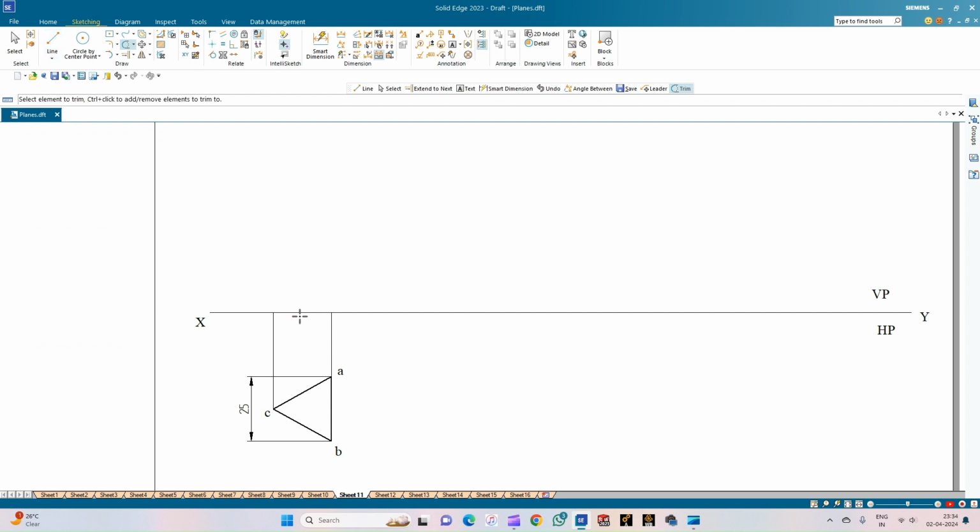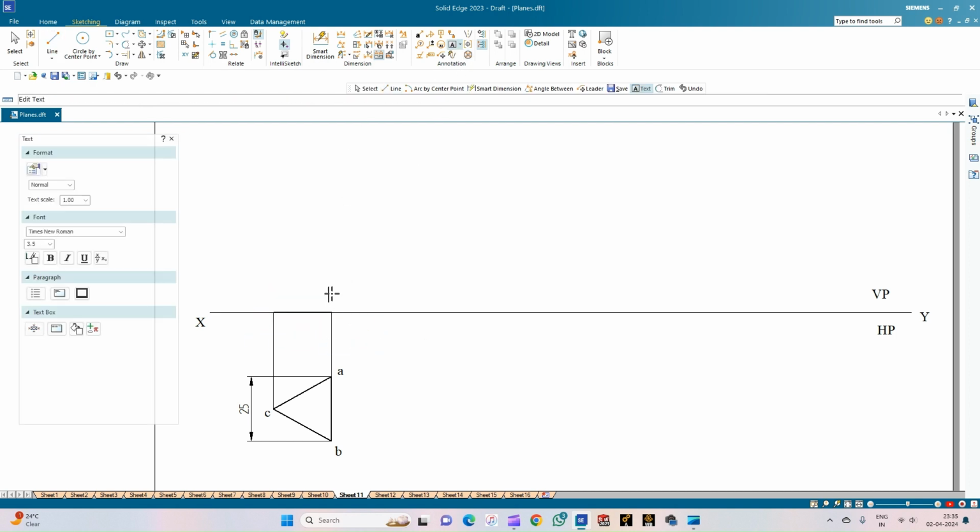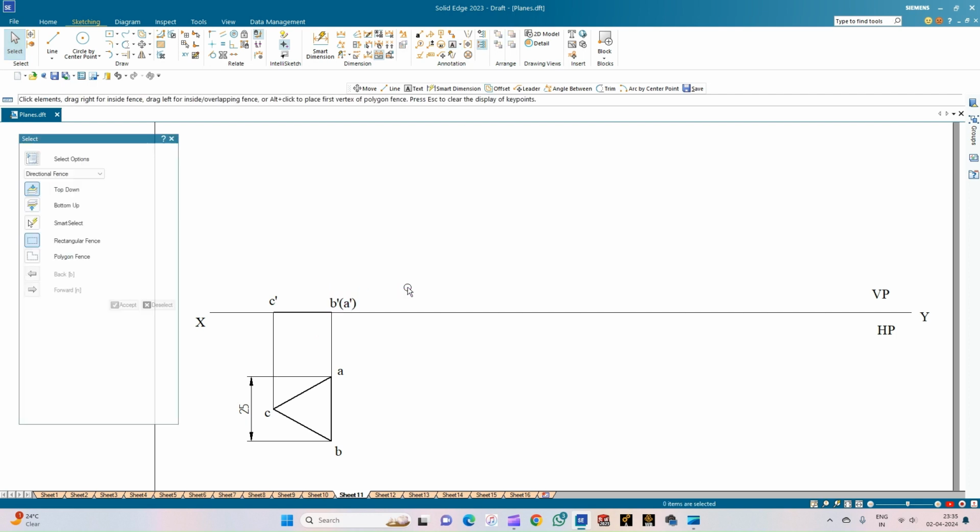So using the trim option, let us trim this portion of the XY line and draw the front view of the triangular lamina. So the front view should measure 0.50. So this completes the front view, and let us annotate the front view. This is B dash and A dash, which is not visible and is inside the bracket, and this is corner C dash. So this is the front view of the triangular lamina. So this is the initial condition.